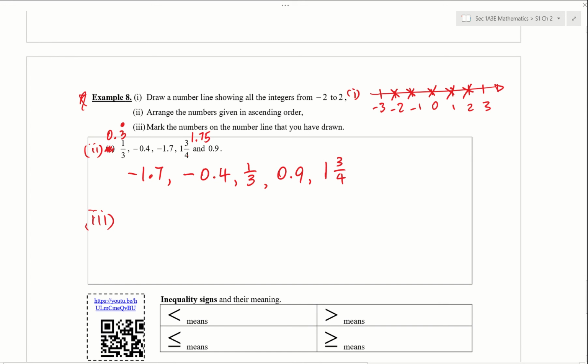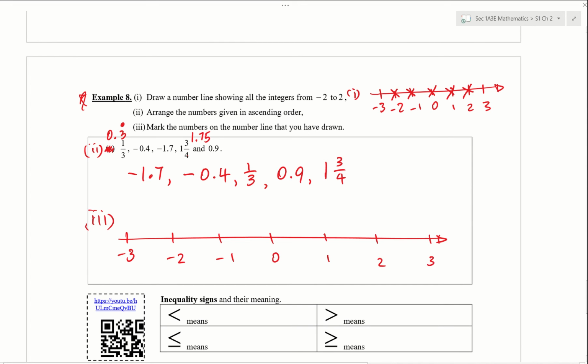Mark the numbers on the number line you have drawn. Wow. Also referring to this number line. Okay, sorry, my mistake. I didn't realize that they were connected. So we need a long number line. It wasn't a good idea to draw it over here because they wanted you to put all these numbers in this number line. Okay, so I guess I'll have to do that. Sorry, my mistake. Negative 3, negative 2, negative 1, 0, 1, 2, 3.